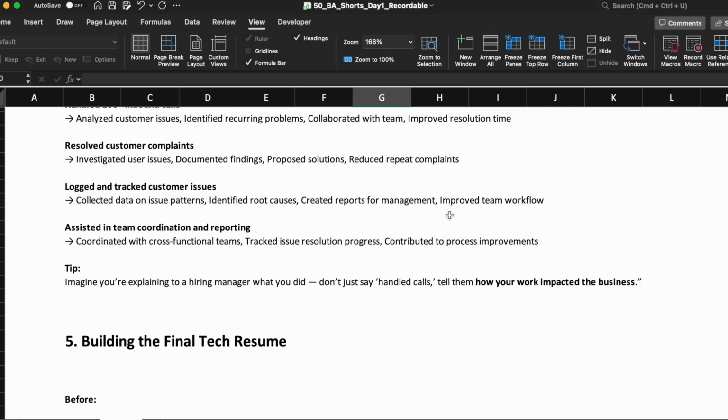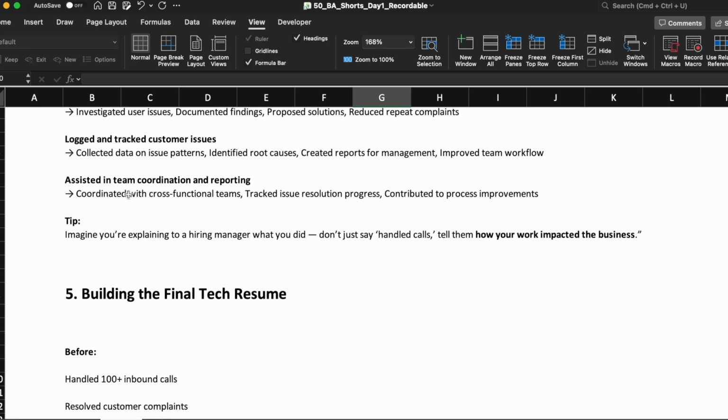Next one, assisted in team coordination and reporting. Let's see how we can convert this into a tech resume. Coordinated with cross-functional team, very important. When you're working as a business analyst, you have to coordinate with multiple cross-functional teams, stakeholders, other IT teams, dependency teams, developers, and testers. That's your main job responsibility. So we coordinate with cross-functional teams, track issue resolution progress. How nicely we formatted this. Contributed to process improvements.